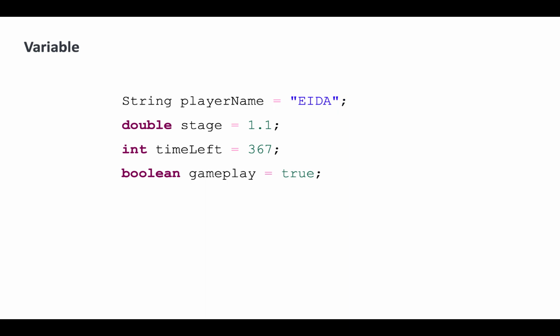There are 4 types of variables that you need to know for APCSA, and they are String, double, integer, and Boolean. String is for storing text, and you put the phrase between double quotes. You use double for decimal values, int for integers, and Boolean for true or false values.